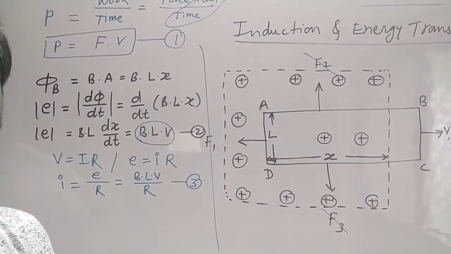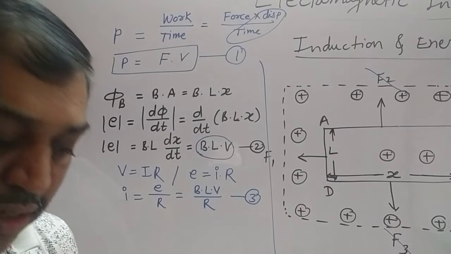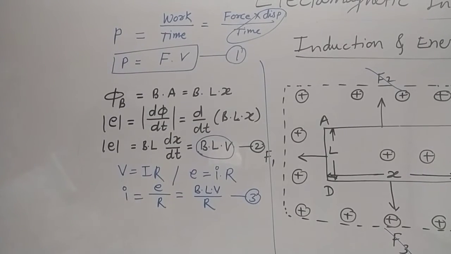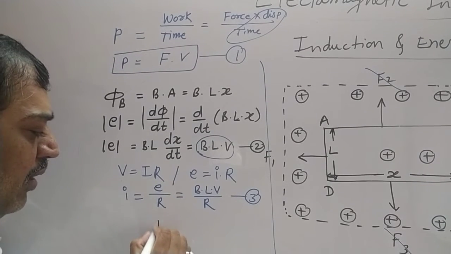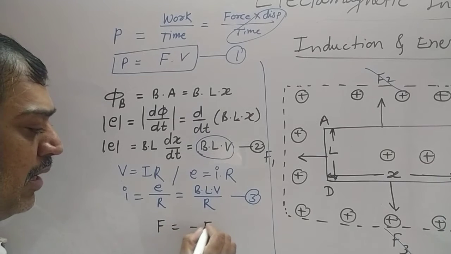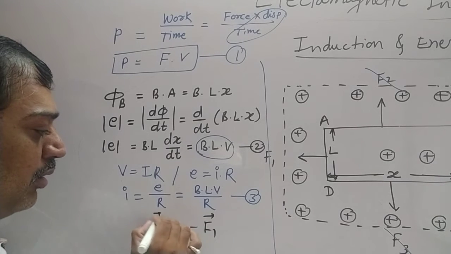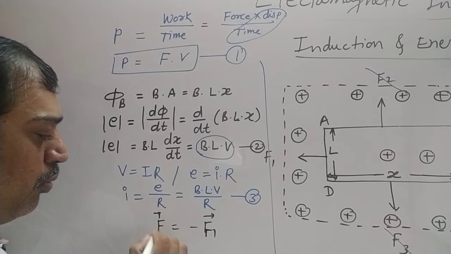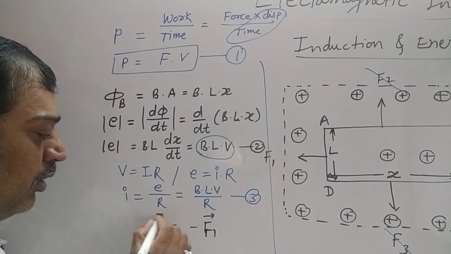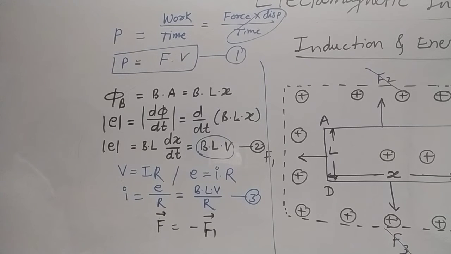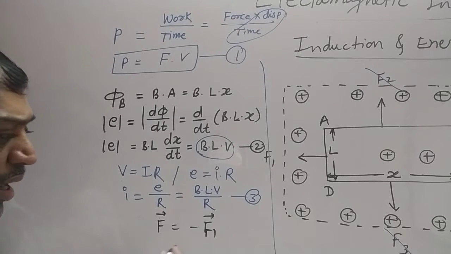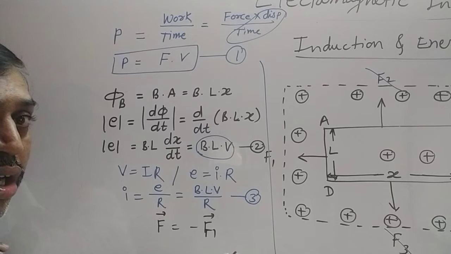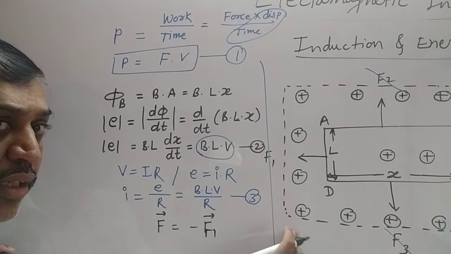So we can write a simple equation for these forces: F equal to minus F1, because both are vector quantities moving in opposite directions. How to find this force? There is one equation, which is given in your book also. I will write that equation here, so you can visualize it.